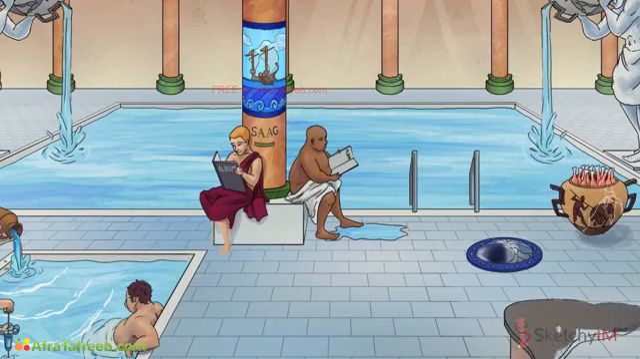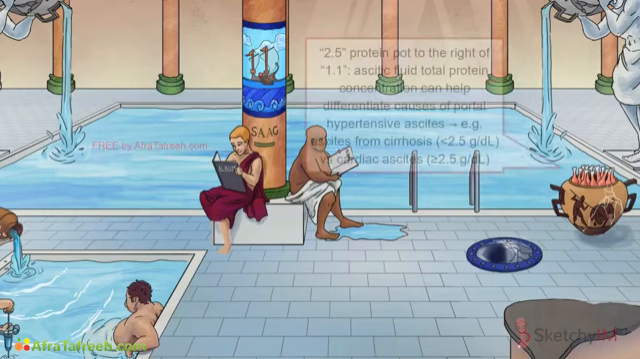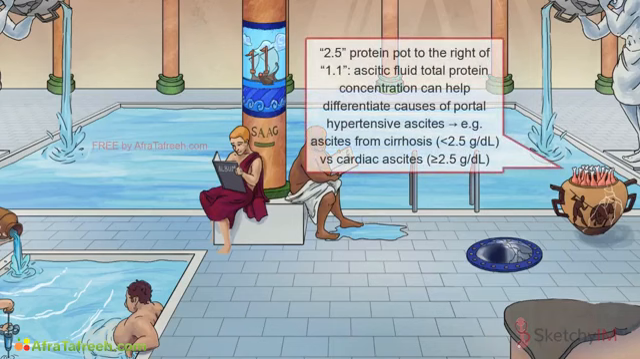Now that we can differentiate portal hypertensive causes of ascites from non-portal hypertensive causes, let's talk about the differential. We'll start with ascites associated with portal hypertension, the SAG greater than or equal to 1.1 side of the bathhouse. The total ascitic protein concentration can be used to differentiate the causes of portal hypertensive ascites. And it's symbolized here by this protein-filled vase.